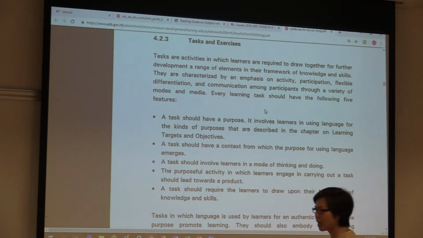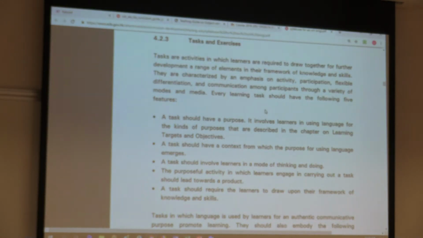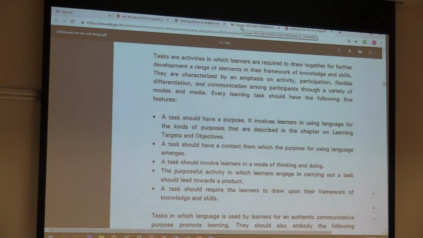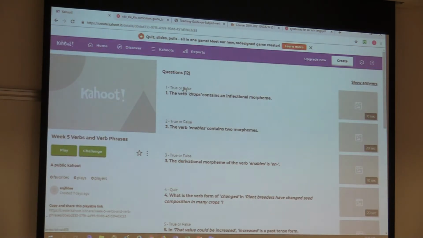All right. Before you have your break, I would like to play a game with you to test your knowledge about verb forms, Kahoot. Okay, let's please take out your mobile phone.